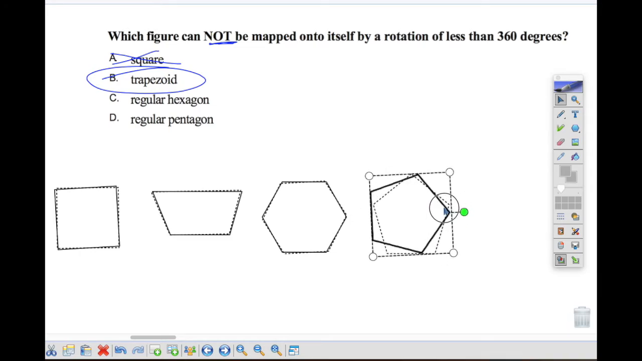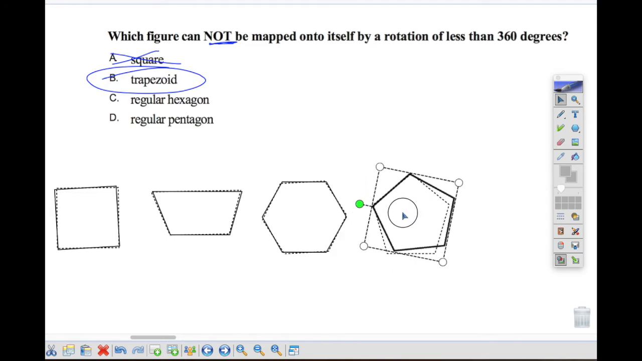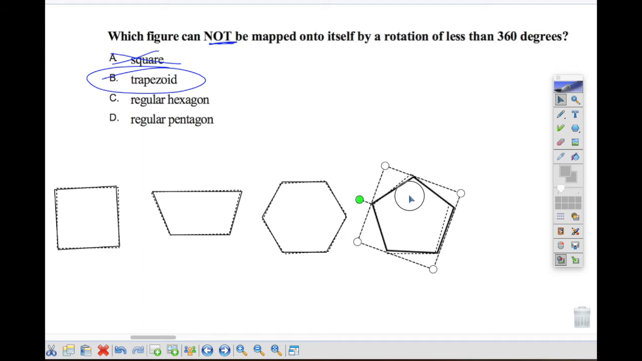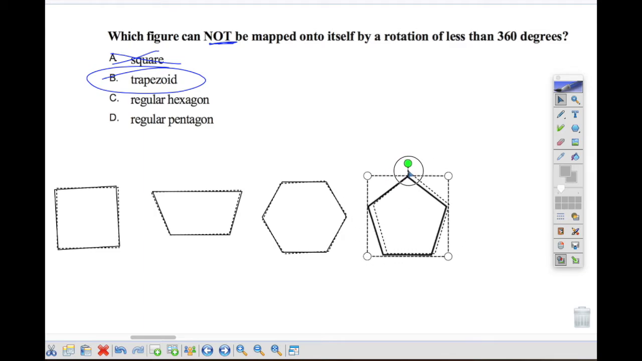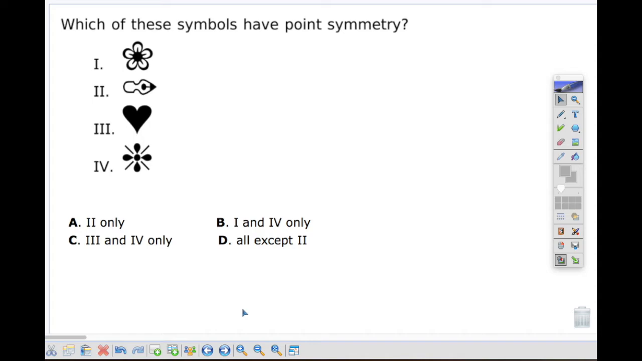And of course, it's not rotating this around the center for some reason, but if it was rotating around the center, we would notice that there would be 5 different angles that we could rotate it that would put it back on itself. Which of these have point symmetry?